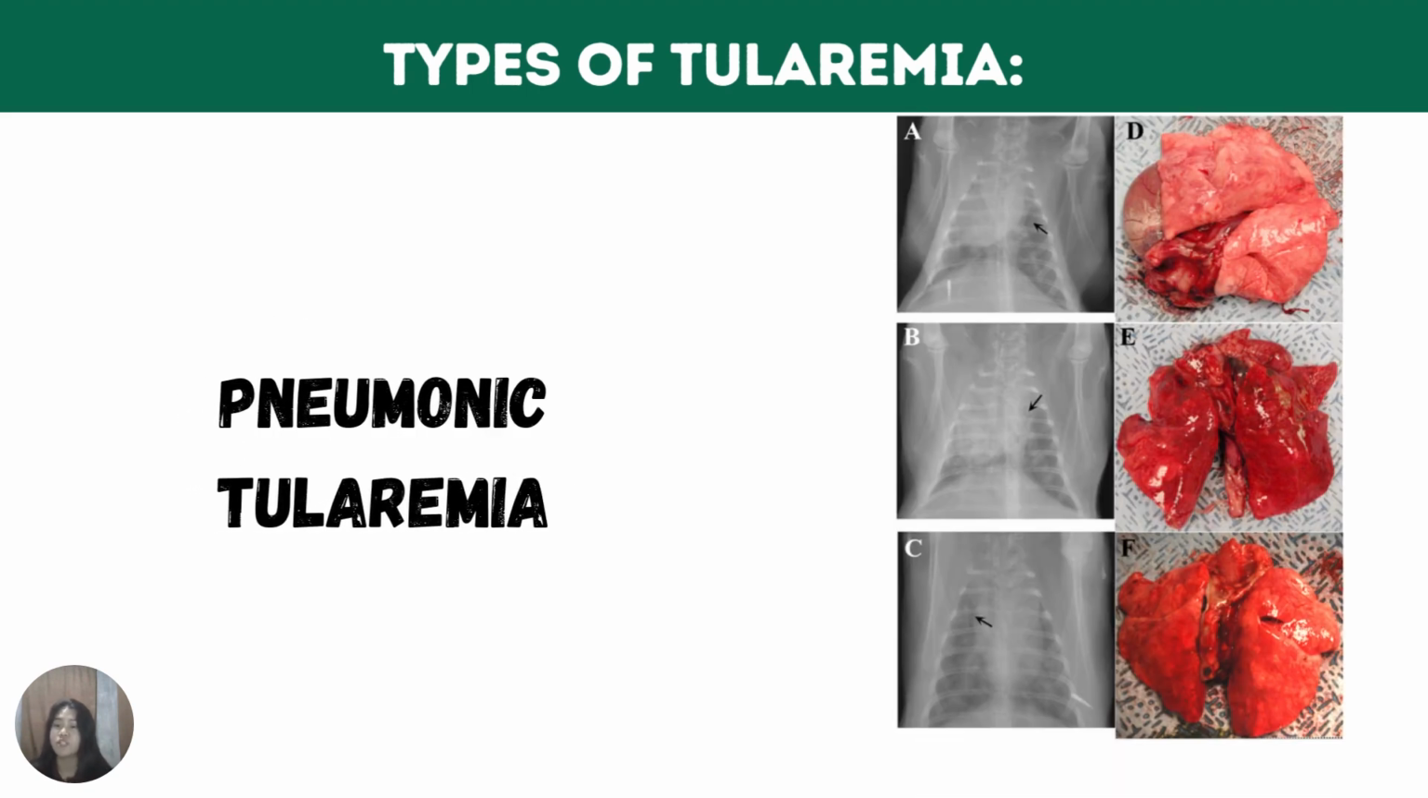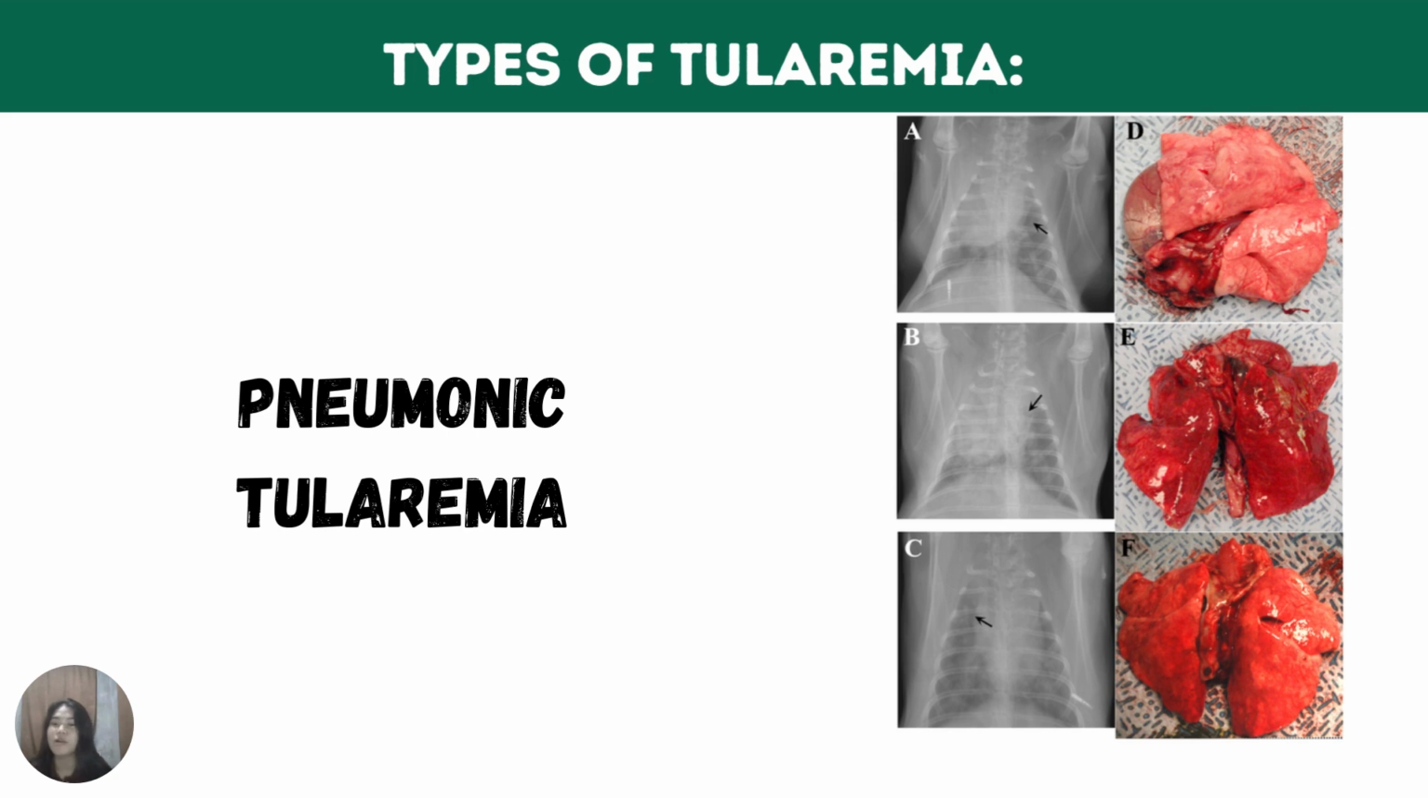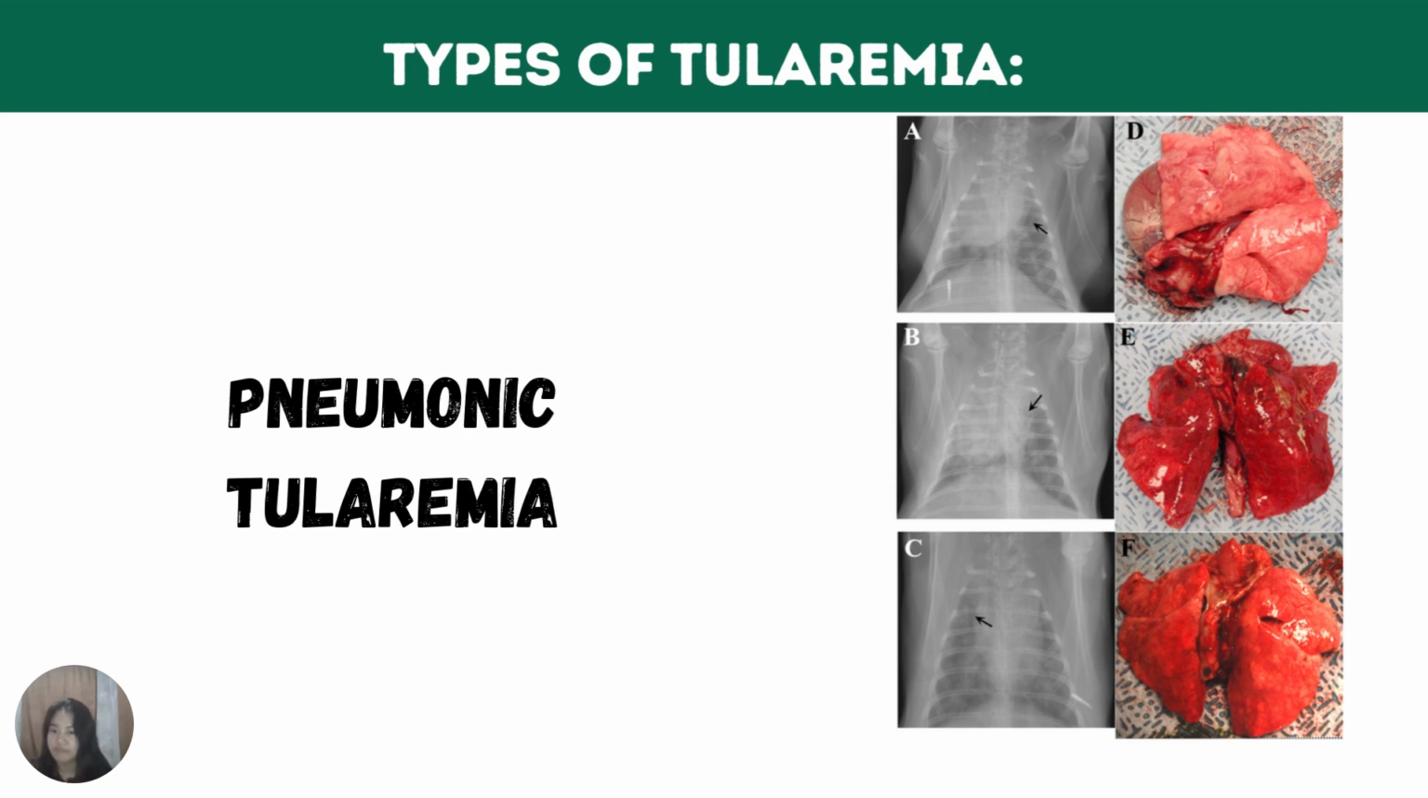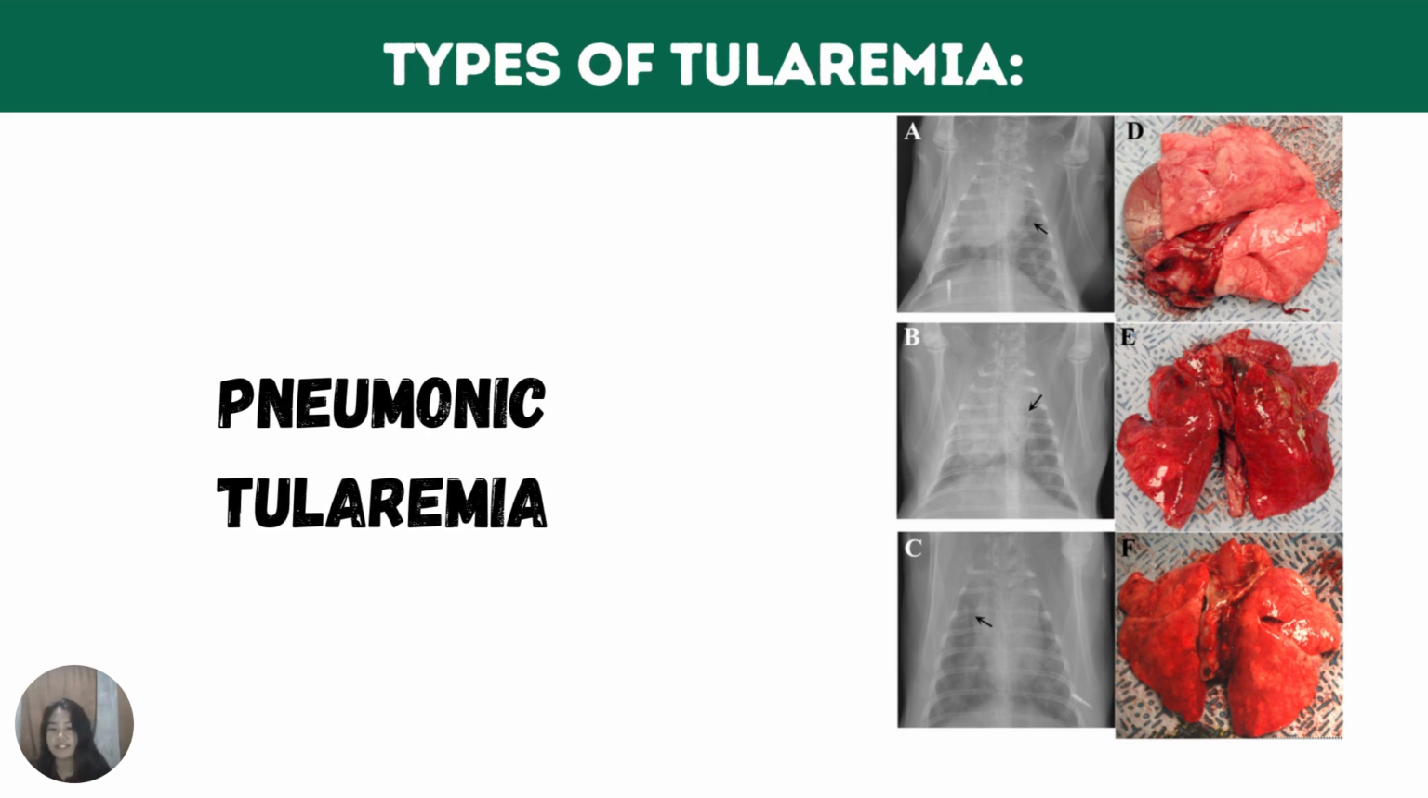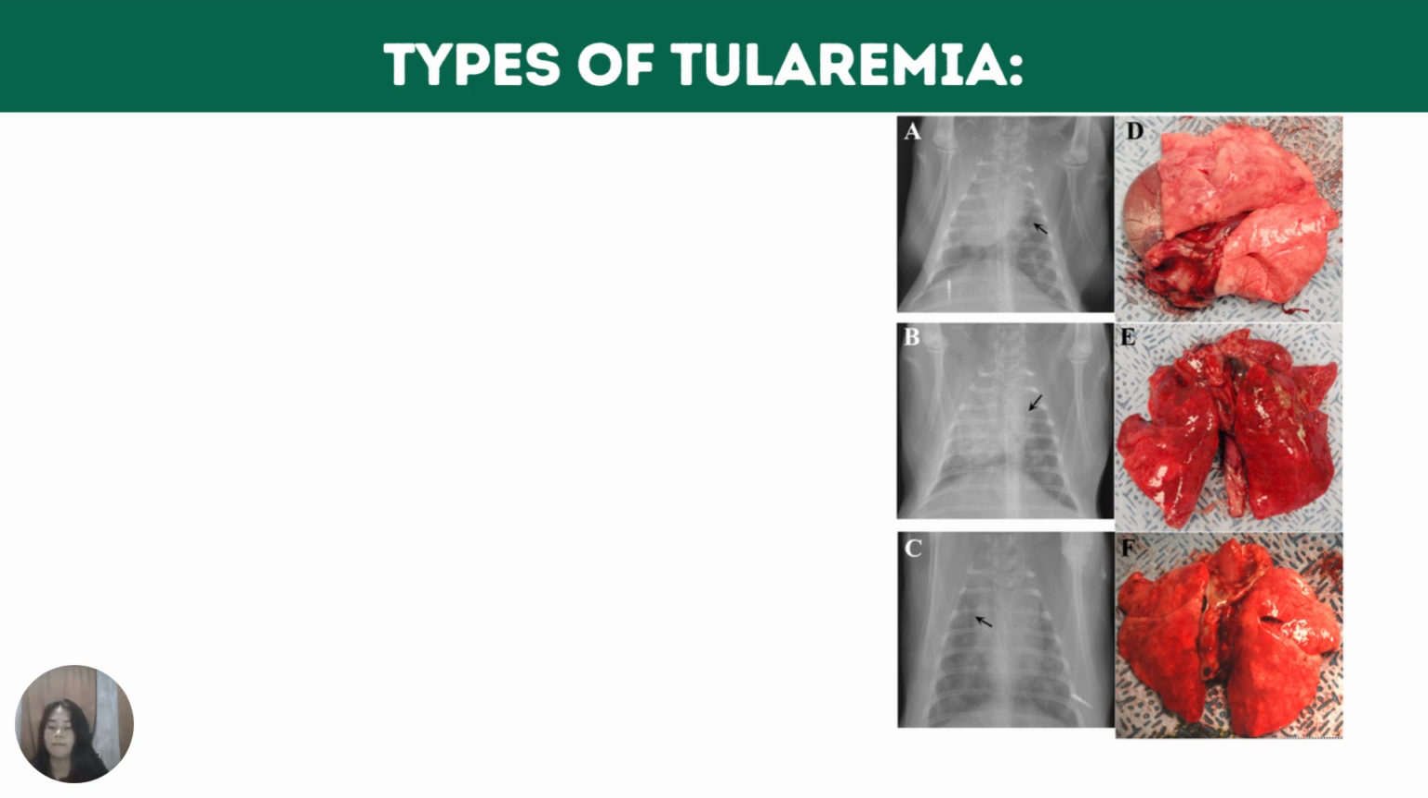And the last is pneumonic tularemia, which is transmitted through inhalation of infectious aerosol that causes lung infection, and it is associated with septicemia and pneumonia. That is why it is the most serious form of tularemia.